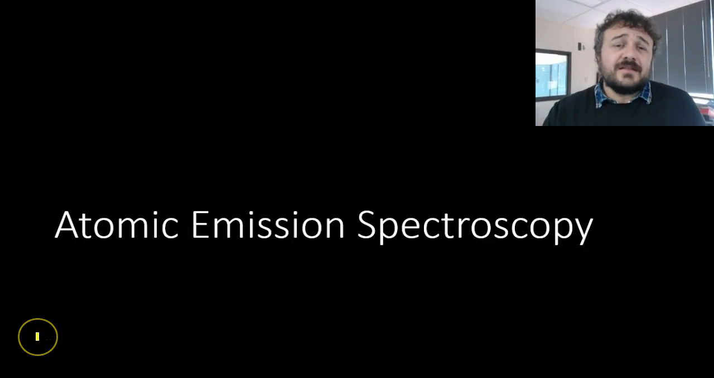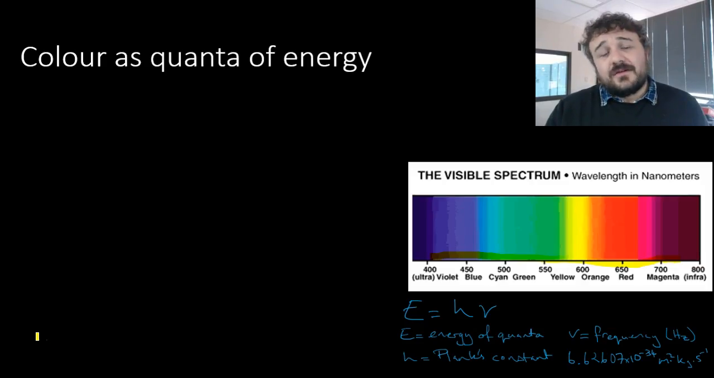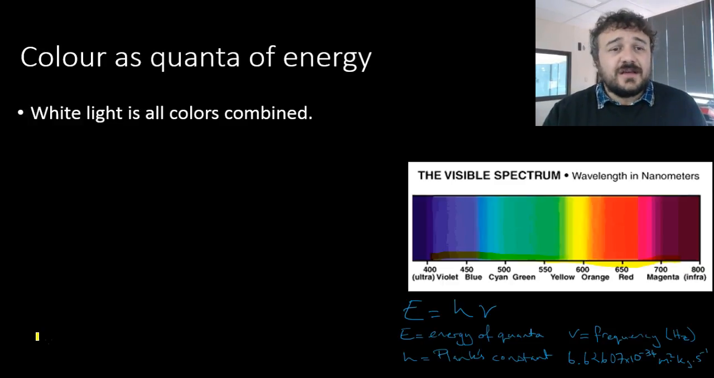Alright, so let's look at atomic emission spectroscopy. And this is how we use the atomic emission spectrum of an atom. So I want you to be thinking of color as a quanta of energy. First, you need to know that white light is all colors combined, okay?